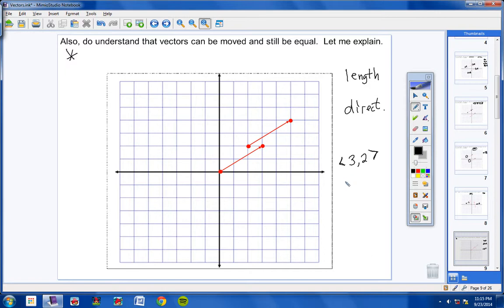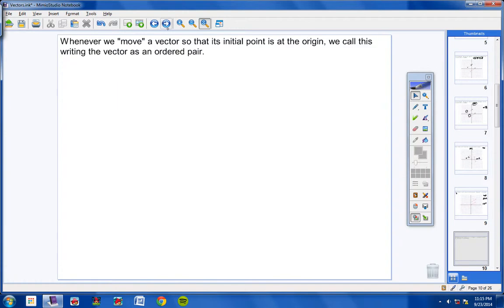Now let's go ahead and talk more about that. But please listen to me, students. Any vector anywhere on the coordinate plane can be picked up and moved so that its initial point is at the origin. Any vector. And let me show you how to do that very quickly.